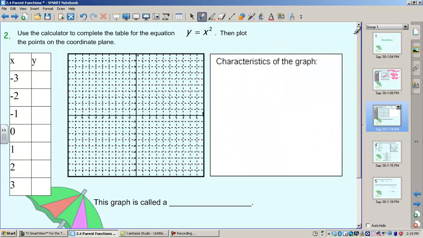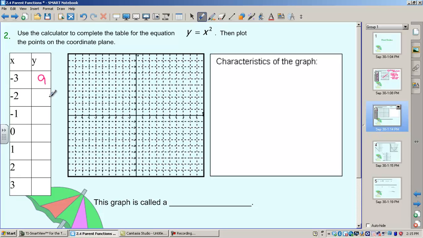This one says to use our calculator to complete the table. I'm not going to go to the calculator this time because we can do this basically in our head. We're going to fill in the table for this one, y equals x squared. So that means I have to square x. And to square a number, I do that number times itself. And so the first value is -3. Well, if I do -3 times -3, that's a positive 9, because two negatives make a positive.